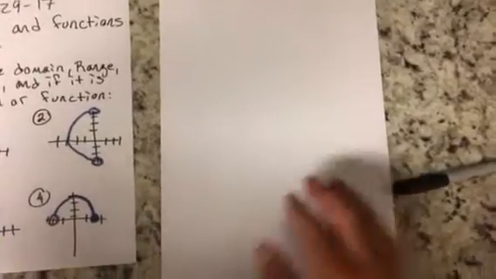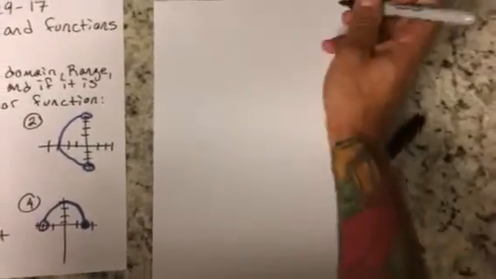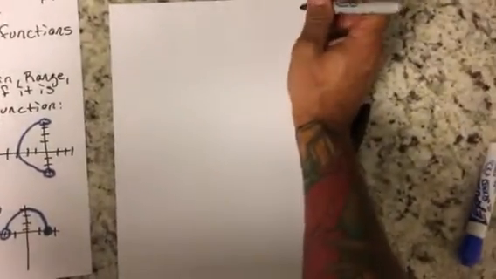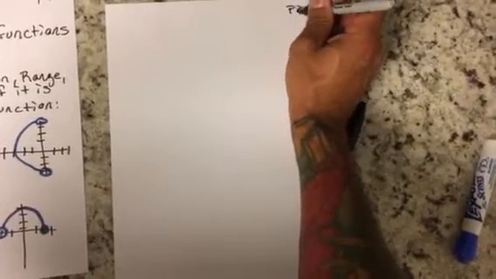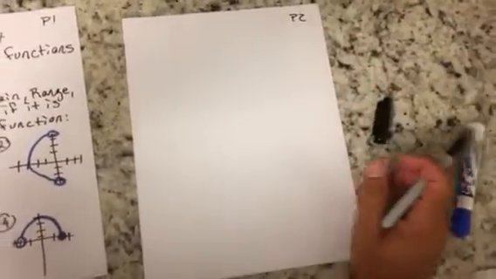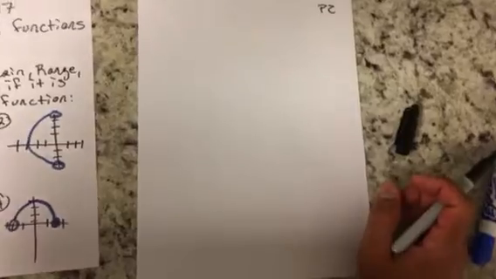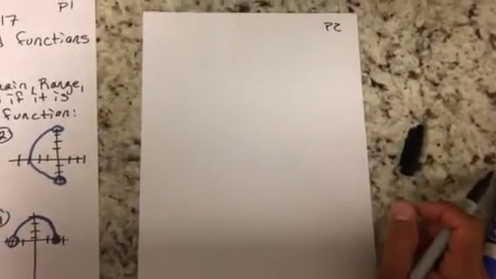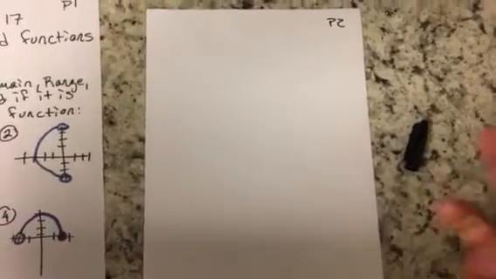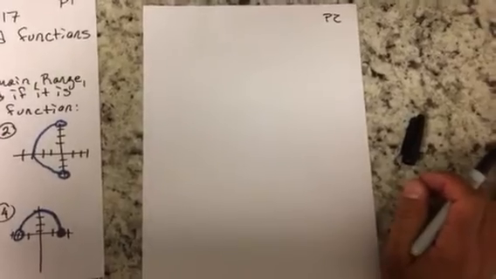Okay, so when we're looking at relations and functions, remember for a function, every input has one and only one output, meaning that for every x, there's only one y. Again, sorry that this video is shaky. I'm holding it in my hand. I don't have all my stuff at home.